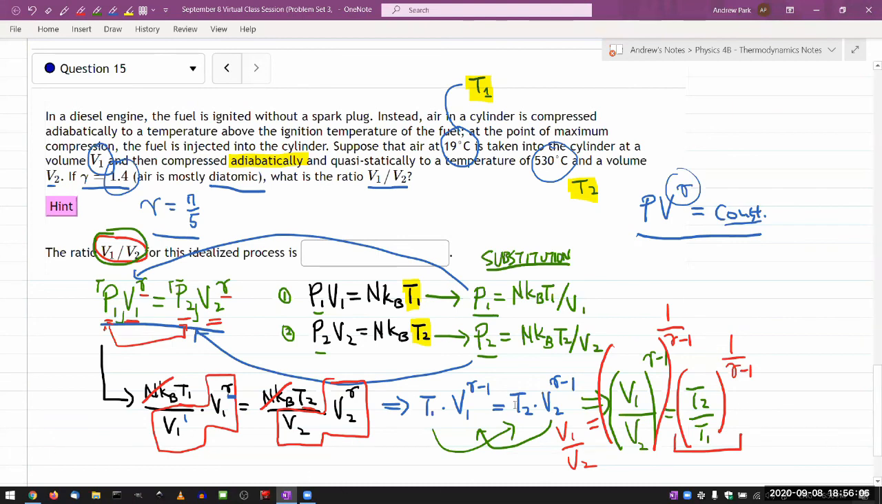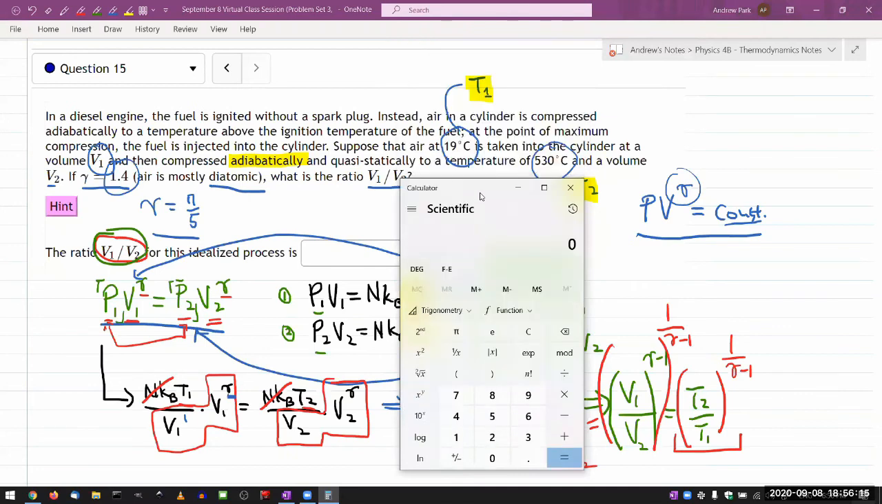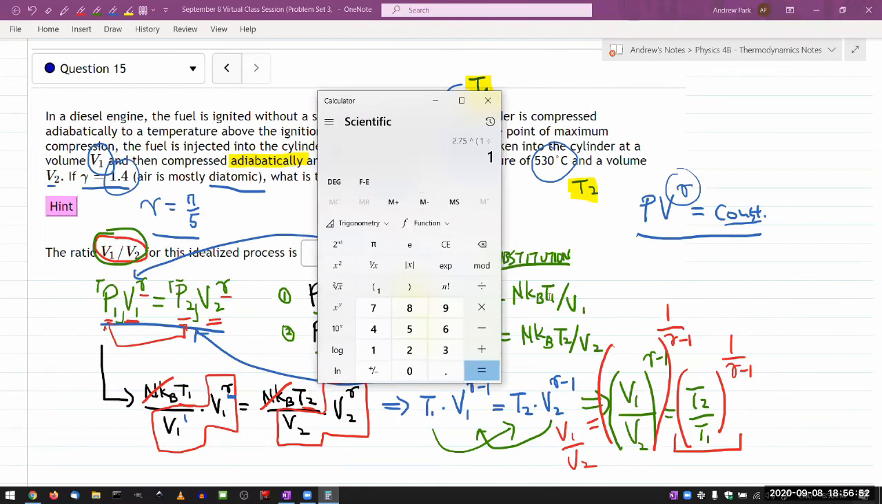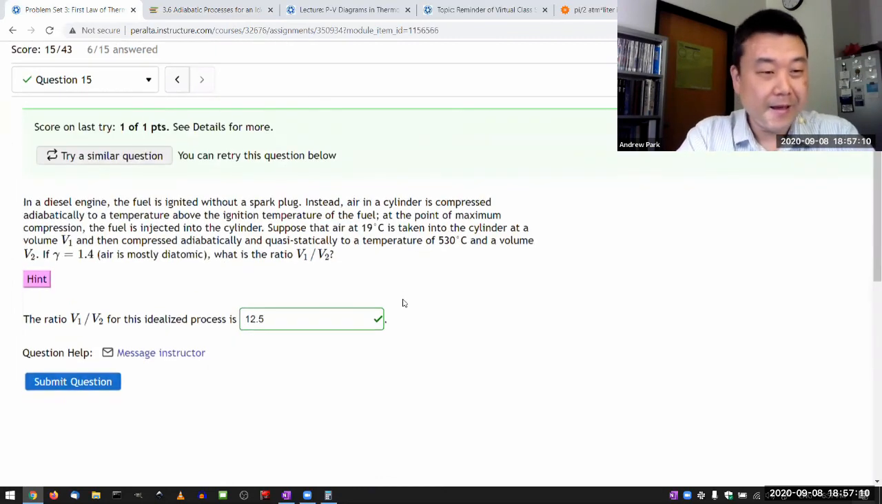I think I can calculate that on my calculator, and then plug that into my open math page. While I'm plugging in the numbers, I'm going to take care to convert the temperatures into Kelvin. So T2, 530 degrees C in Kelvin, you add 273, it becomes 803 Kelvin, divided by T1, 19 degrees C, add 273, that's 292. So that ratio raised to the power of 1 over gamma minus 1. 1.4 minus 1 is 0.4, so 1 over 0.4. That should be the ratio of volumes, 12.5. Let's hope that's right. If it's not, it'll be embarrassing. If it's a typo, it'll also be embarrassing. Okay, so that's it.